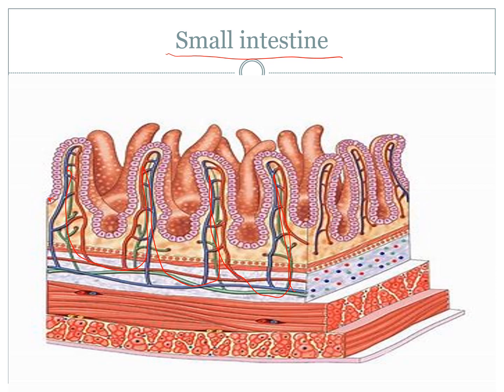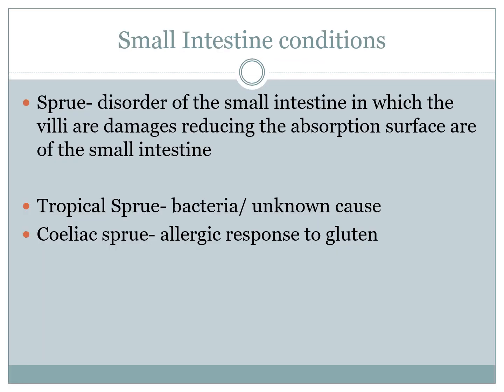Okay, so that's very, very cool. One of the conditions that can occur in the small intestine falls under a category known as sprue. Sprue is a way of saying that those villi that I spoke about actually get damaged, and with that we have a total reduction in the absorption ability of the small intestine.